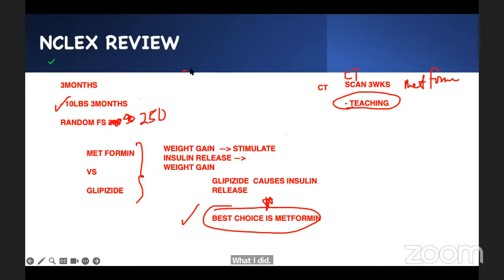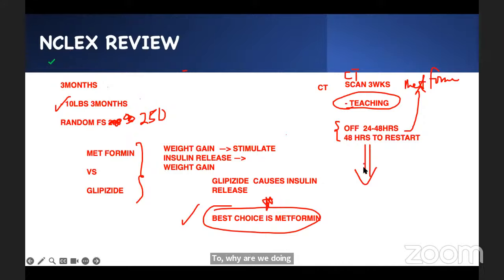Somebody said stay off of it for at least 24 to 48 hours, and then we can get a CT scan. So that's the strategy to pay attention to. Why are we doing this? What is the reason why we have to wait for 24 to 48 hours?